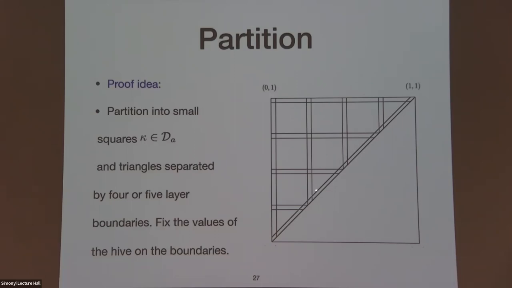The answer is that it's actually the product of the volumes of the polytopes corresponding to this piece, this piece, and so on. The reason is that these 4 or 5 layer boundaries are enough to completely isolate these pieces from each other, because none of the rhombus constraints can straddle from the interior of one of these boxes to the interior of the other. As a result, the volume, once you condition on these bands, is just a product. So we're going to use this in both the upper and lower bound.